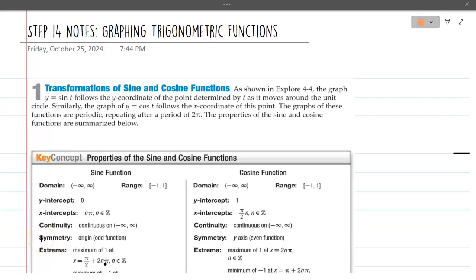Time for graphing. You've graphed many functions over your study of mathematics. You've graphed lines, parabolas, rational functions, radical functions, logarithmic functions, exponential functions. You've done so many, but now we need to graph some trigonometric functions like sine, cosine, tangent, and so on.